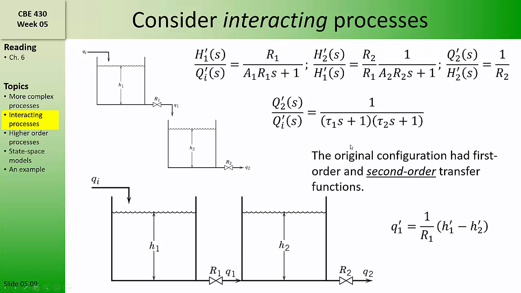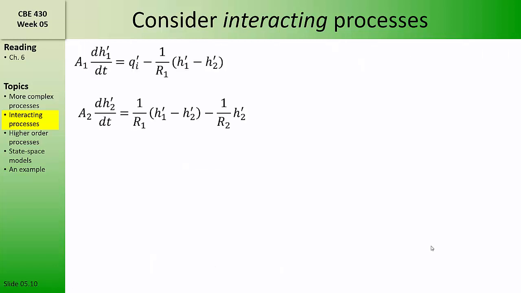Now, our original configuration gave rise to a second-order transfer function relating perturbations in Q2, the effluent from the second tank, to perturbations in Qi, the input to the system. If instead the flow rate Q1 is related to both H1 and H2, how will these two tanks behave? Well, let's rewrite our model.